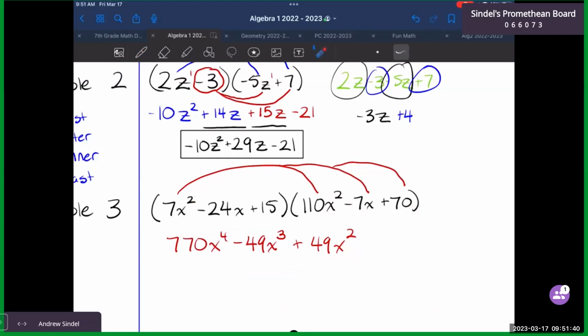Now I'm going to use blue, and I'm going to go underneath. Remember, I'm taking the negative in front of the 24, so not just the 24. I've got to take the sign with it.